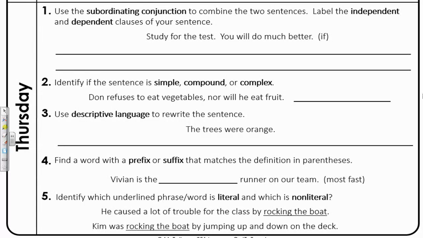Okay, so our two sentences are: study for the test, you will do much better. So they want us to put that subordinating conjunction "if" in there somehow so that these two sentences can combine and become one. So I think it makes sense to say, if you study for the test, you will do much better. Here's how that would look. If you study for the test, comma, you will do much better.